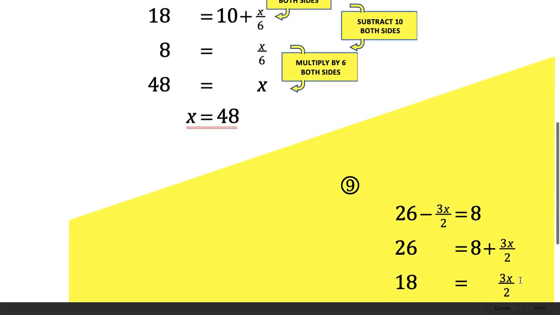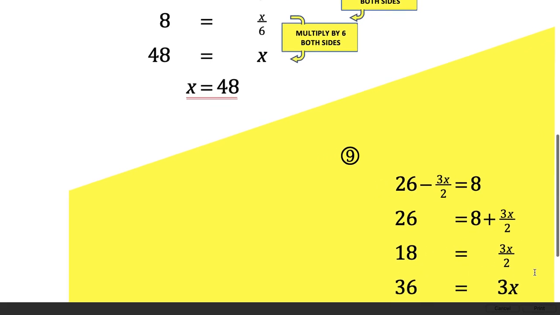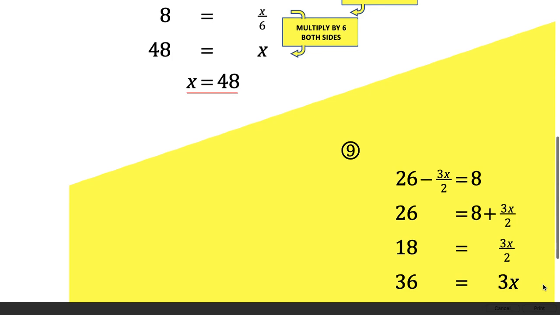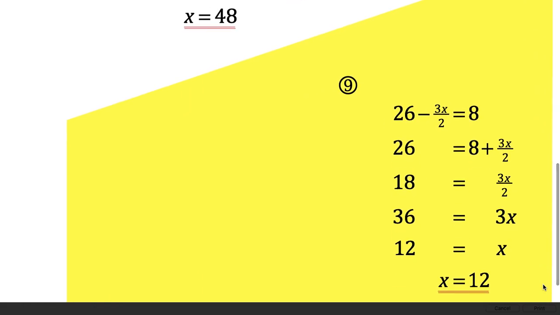Then I'm going to take away 8 from both sides to get the 3x over 2 bit on its own. Then I don't like the fraction, so I'm going to multiply everything by 2 to get a whole 3x is equal to 36. Then I don't want to know what 3x's are, I want to know what 1x is on its own. So dividing everything by 3, 12 is equal to x. There's my final answer, x equals 12.